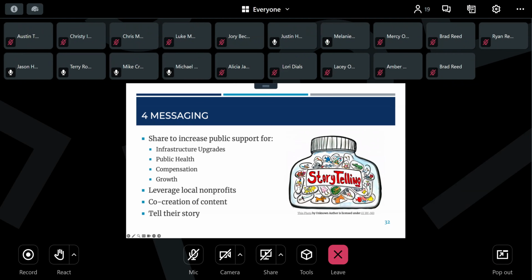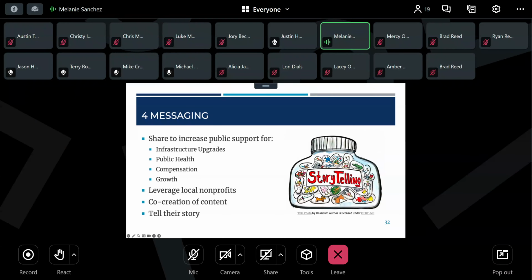You can make the connection between infrastructure and public health crystal clear, right? Showcase how a well-maintained and updated infrastructure directly benefits the health and well-being of the public. Address the compensation aspect, right? Highlight how investing in the workforce not only attracts talent, but also retains experienced professionals who can make a much more significant impact.